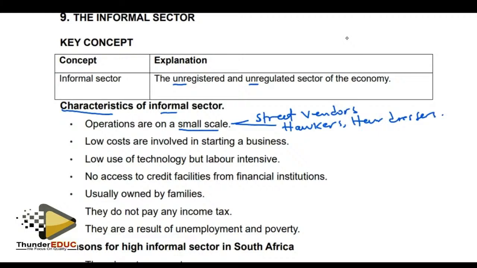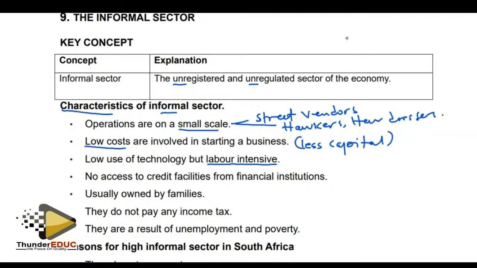Low costs are involved in starting a business. For example, if you're a street vendor or a hawker, you don't need a lot of money to start the business. That's why we say low costs are involved, or you need less capital to start the business. Low use of technology, but labor intensive. They don't use much technology, but at times they need more workers in that particular field.